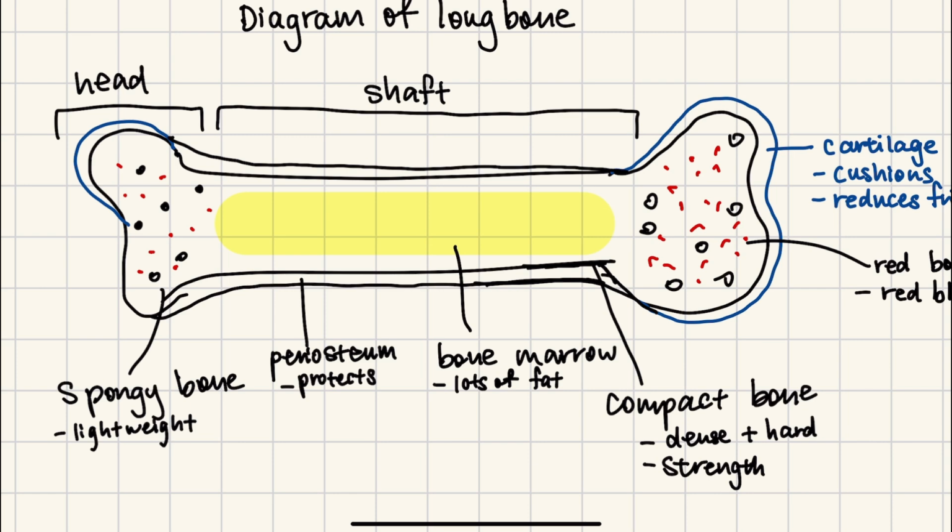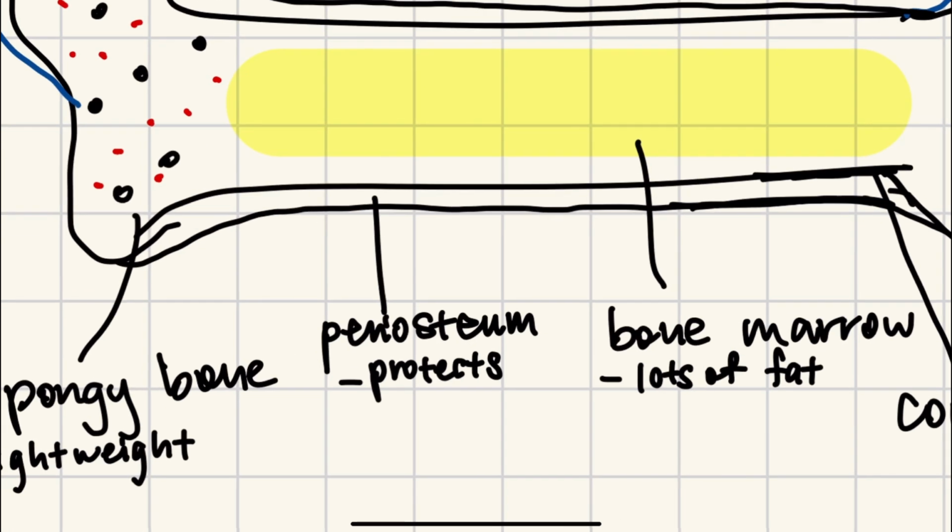The long bone is the most common type of bone in the skeleton. It can be divided into two sections, the head and the shaft. The head are the ends of the bone and the shaft is the middle section. The head is made up of spongy bone.